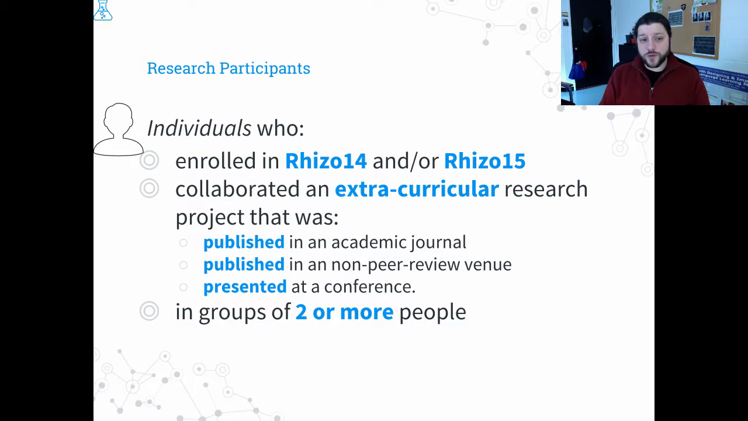So who are these participants? These are individuals who enrolled in RISO 14 and/or RISO 15. These are people who collaborated in extracurricular research projects that were either published in an academic journal, published in a non-peer-reviewed venue like Prof Hacker, or presented at a conference. And these are groups of 2 or more people. It's important here to note that I'm not saying that the MOOC made them do it. These individuals found each other through the MOOC, and the MOOC is a good delimiting factor. It is the place where people met.